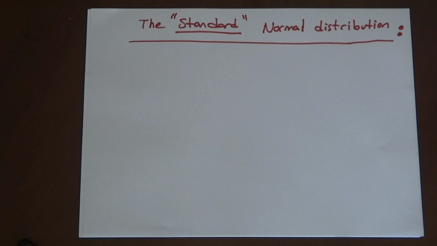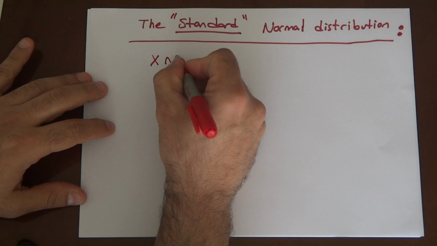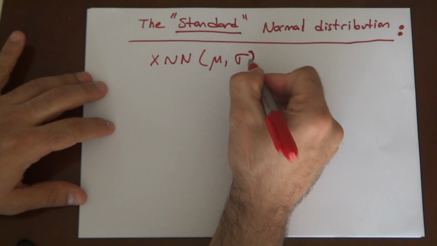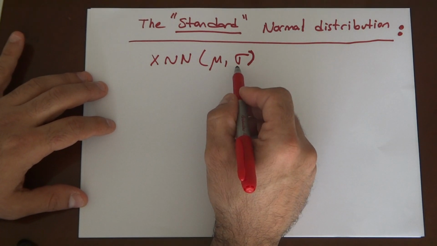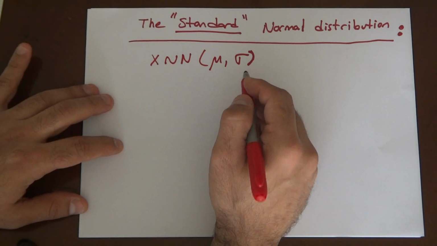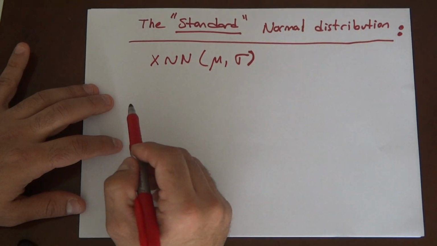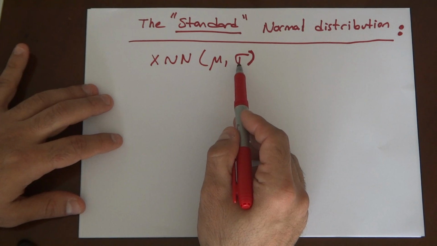Okay, the standard normal distribution. Although a normal distribution is fully specified by its two parameters, mean and variance, or let's say standard deviation, X is distributed normally with mu and standard deviation. The first parameter is the mean. The second is the standard deviation. One normal distribution can differ from another in either its mean value or its standard deviation value.